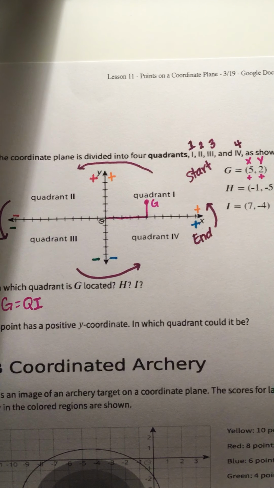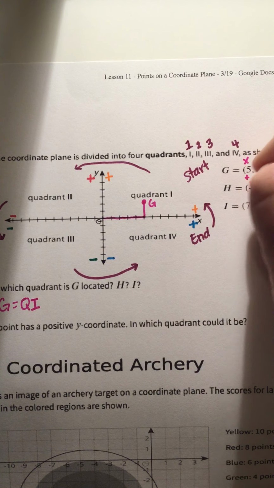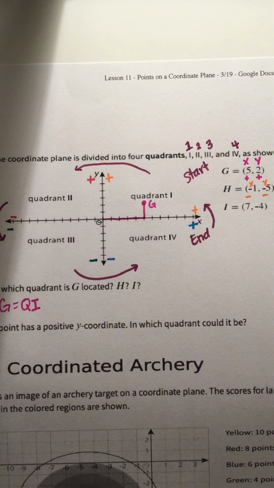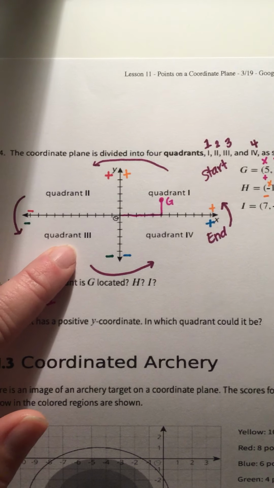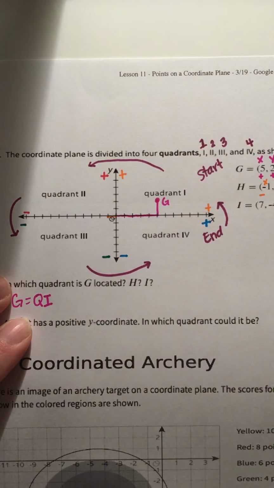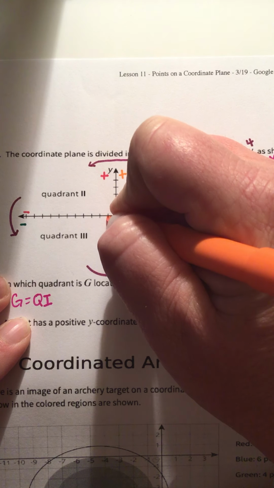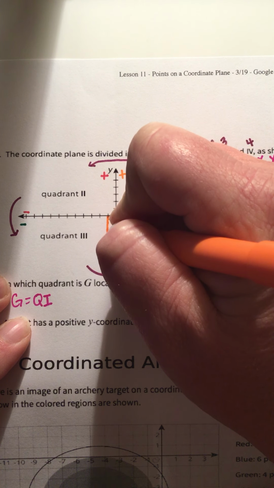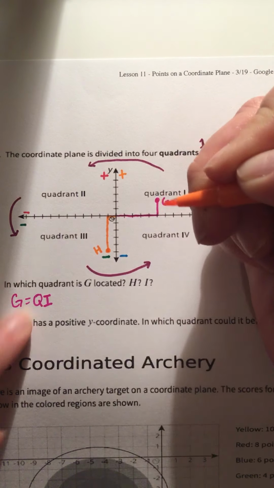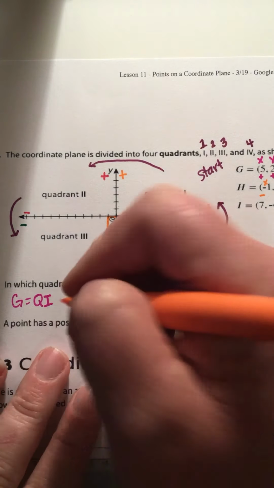H, if you're looking at those numbers, so this is my X, this is my Y, and they're both negative. So which one has 2 negatives in it? You should notice quadrant 3. But just in case, we're going to go over 1, and then we're going to go down 5. 1, 2, 3, 4, 5. So that would technically be H. What quadrant is that in?